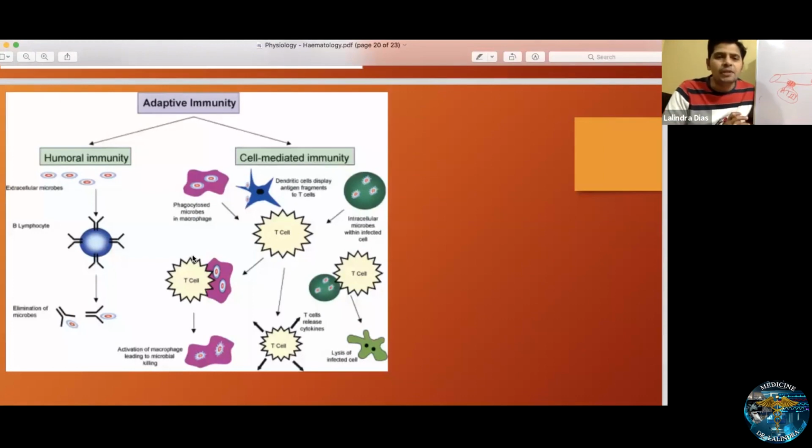Now, adaptive immunity, which is mainly mediated by B lymphocytes and T lymphocytes, is again broadly divided into two categories. What are they? Humoral and cell-mediated immunity. What do you mean by humoral immunity? Humoral immunity is when, once you are exposed to a bacteria, you produce antibodies against them.